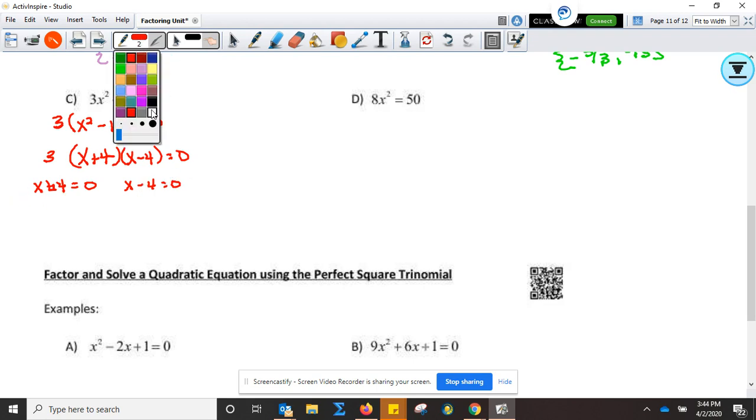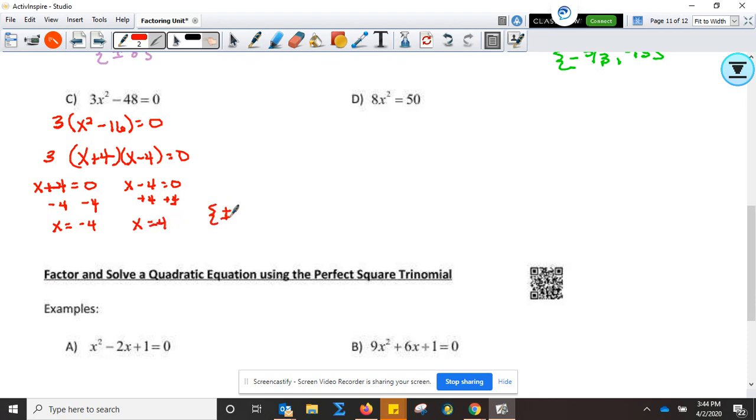That looks a little tacky, so let's fix that up a little bit. Okay, so x plus 4, x minus 4. So I'm going to subtract 4 from both sides. So x equals negative 4. Guess what the other one's going to be? Add 4 to both sides. X equals 4. So my solution would be plus or minus 4.